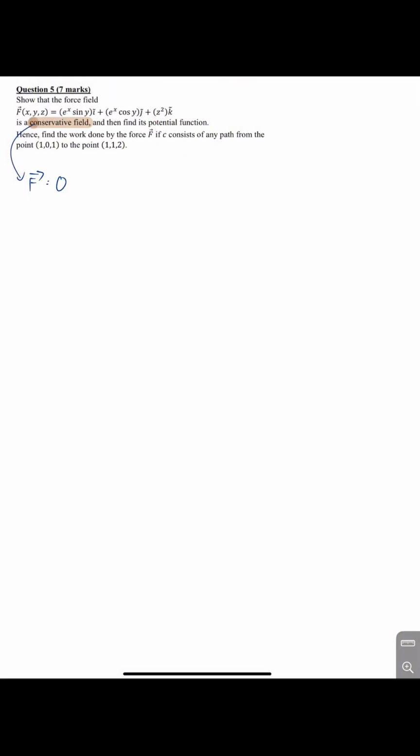So now, come to question 5. Let us analyze the question first. Show that the force field is this equation, and this equation is a conservative field. So, what is a conservative field? Conservative field means the curl of vector F equals 0. And then the question asks us to find the potential function and the work done. So now we will find the potential function first.